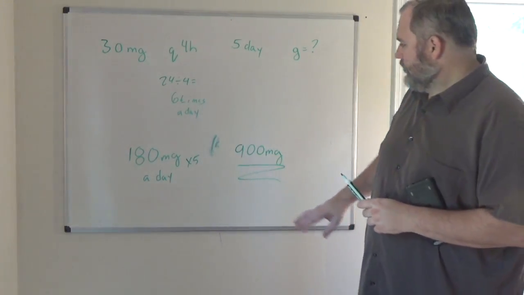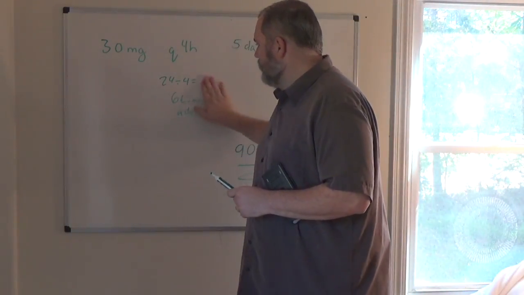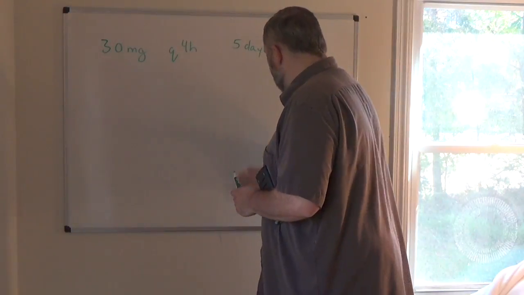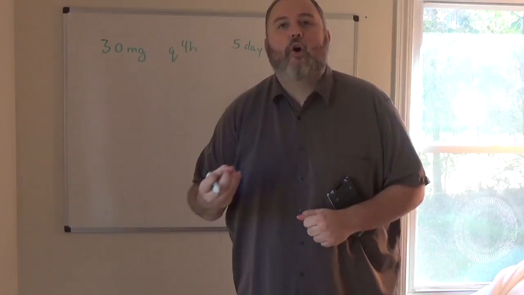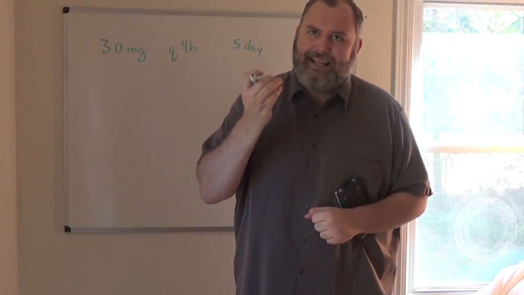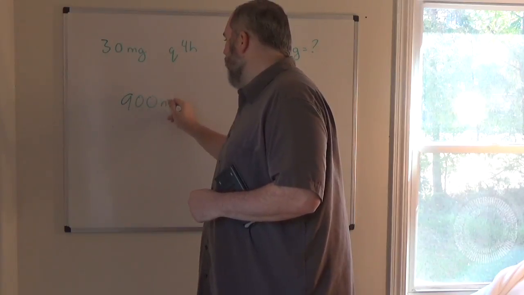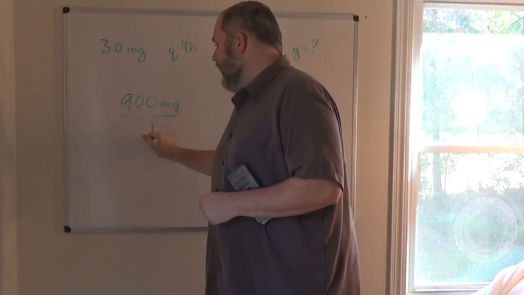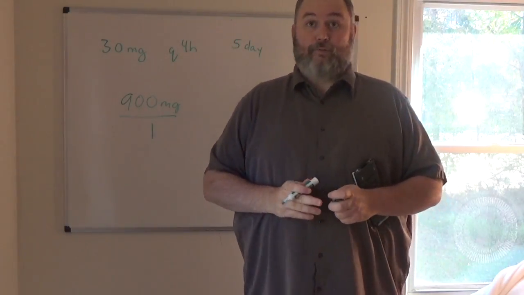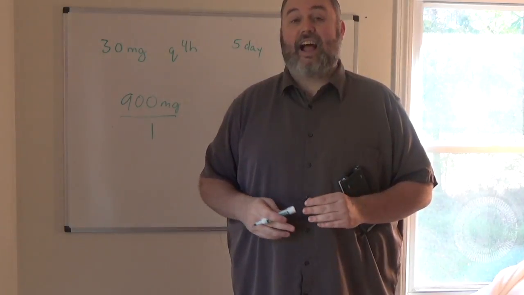All right, so I'm going to erase this, and I'm going to put this up here. And I'm going to help you out. Where am I starting in my conversion? I'm starting at 900 milligrams. What do I do with it right now? I put a 1 under it. Okay? Now, you need to go find the conversion that will get you from milligrams to grams. I'll wait.